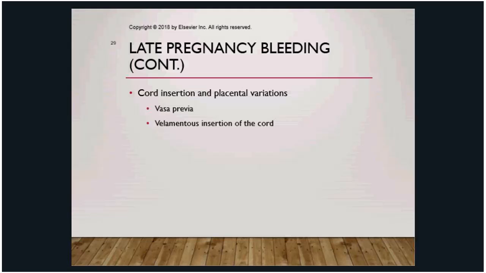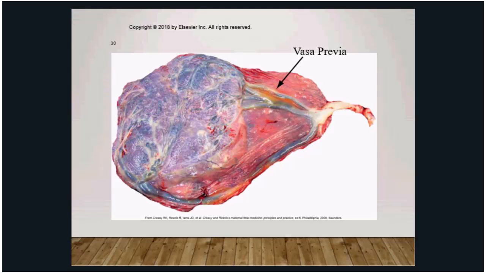There are other causes of late pregnancy bleeding, including where the cord is inserted and placental variation, so vasa previa and velamentous insertion of the cord, where the cord is not in the middle where it usually is. Here's vasa previa.